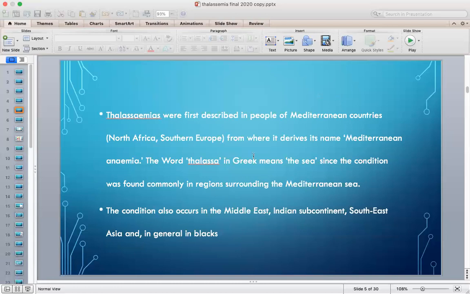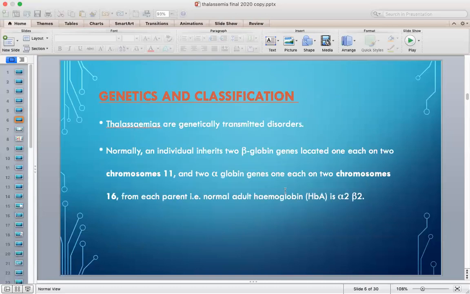So thalassemia هي Greek word مشتقة من كلمة ثالثة اللي هو mean sea and emia which mean the anemia، ومنتشر كان بالميديترينيان area but later on found in the Middle East, Indian subcontinent and Southeast Asia with generally increase in the blacks.